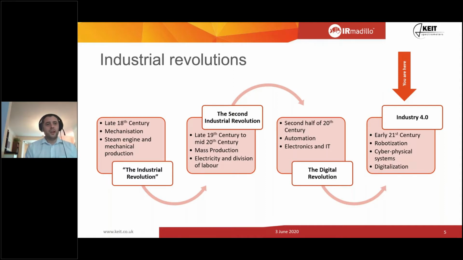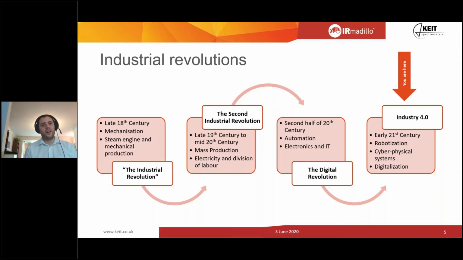Then a bit later, in the late 19th, early to mid 20th century, came along the second industrial revolution, and this was mass production. These are things like Henry Ford building automobiles with a production line. Electricity allowed the division of labor. It was a way of improving efficiencies that had come about from the original industrial revolution.